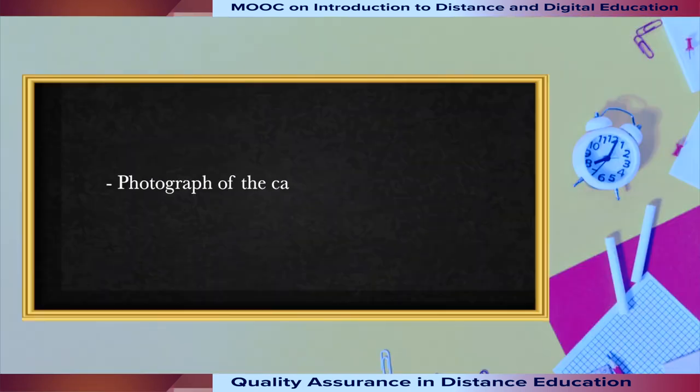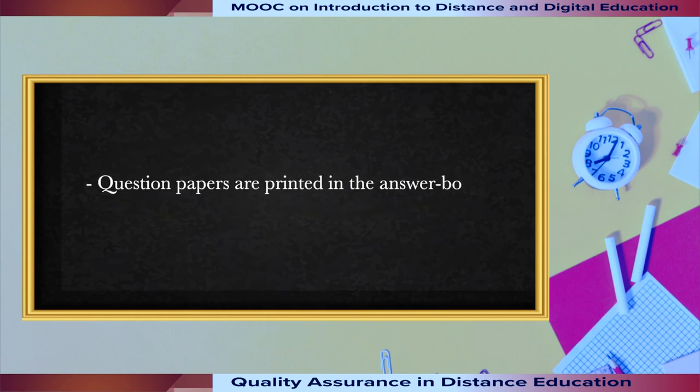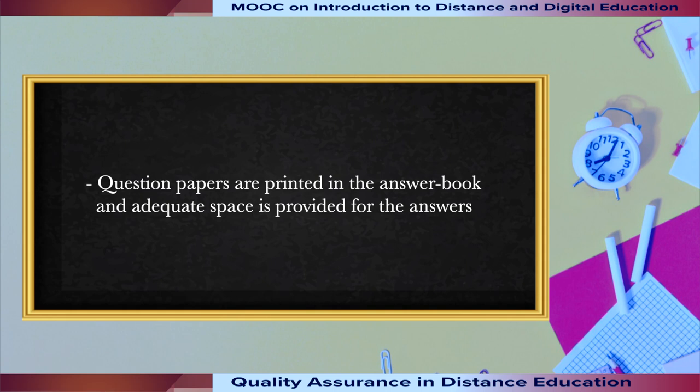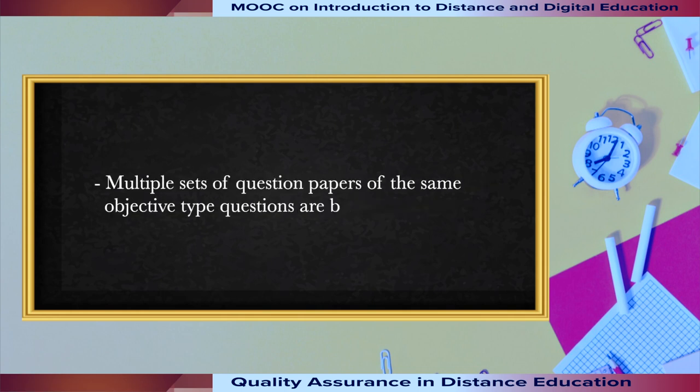Say, a photograph of the candidate is scanned and printed on the admit card and pass certificate. Question papers are printed in the answer book and adequate space is provided for the answers. No provision of extra additional answer sheets, which is one of the sources of malpractices. Multiple sets of question papers of the same objective type questions are mixed and matched.